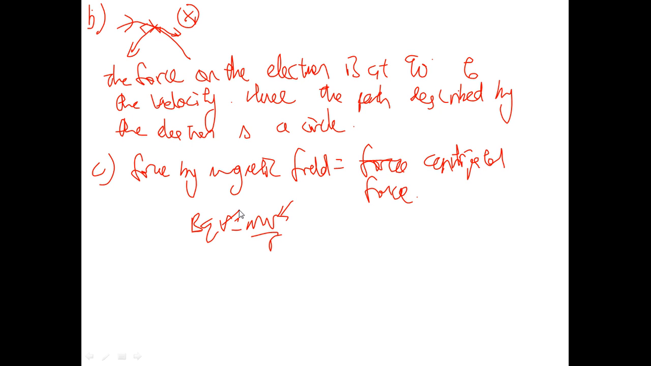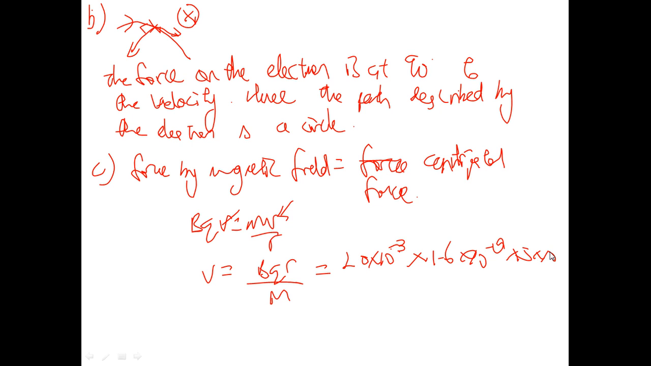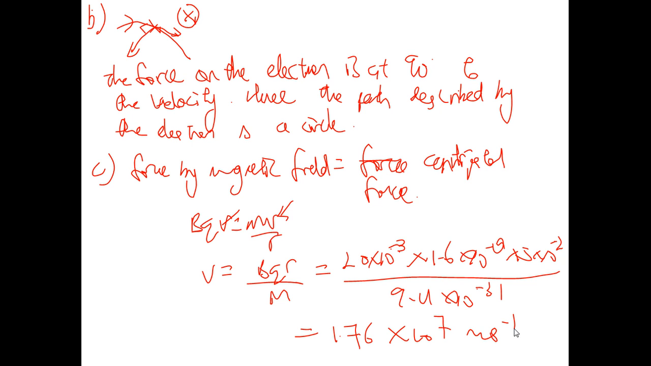So I lose one v over here, so I should have v equal to BQR over m. B here is 2 millitesla, 2.0 times 10 to the power negative 3. The charge of the electron is 1.6 times 10 to the power negative 19, and the radius is 5 times 10 to the power negative 2, divided by the mass of the electron, 9.11 times 10 to the power negative 31. So I have a large velocity, 1.676 times 10 to the power 7 meters per second.